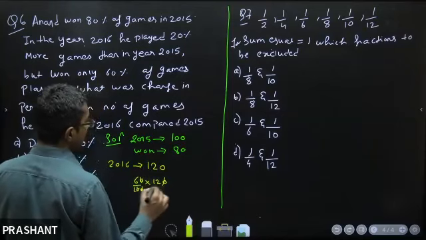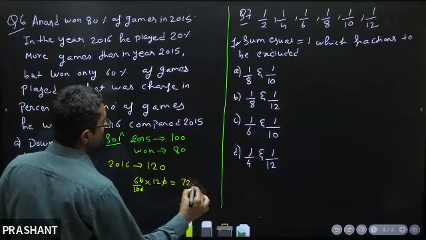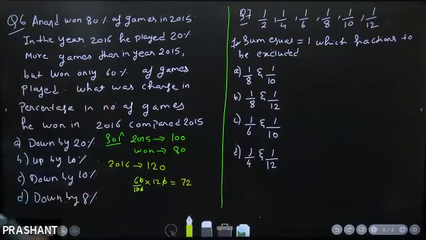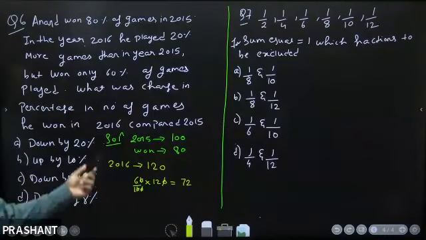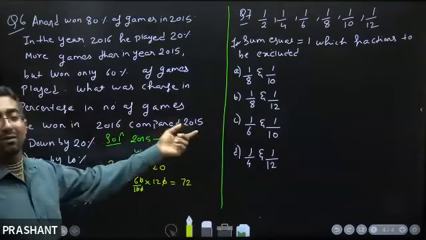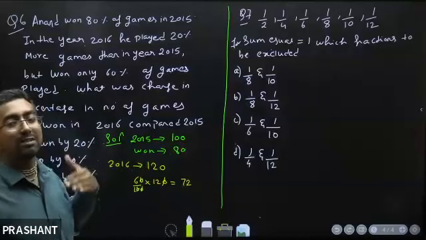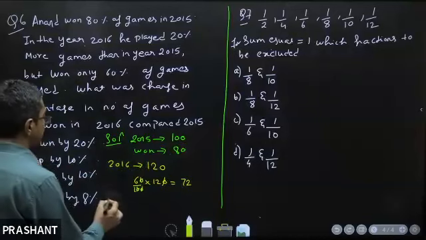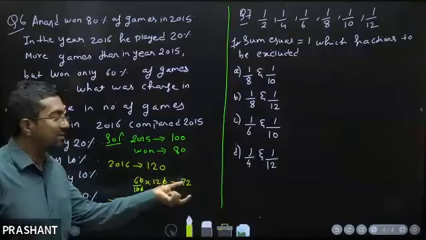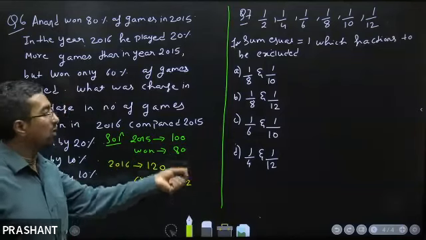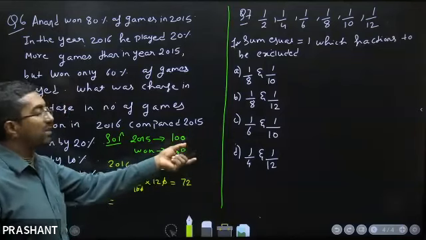Sorry, okay, so that is 12 into 6, 72. So in 2016 how many games did he win? Only 72 games. Okay, so now we have been asked what was the change in the percentage of number of games with respect to 2016 compared to 2015. So if we have to find the change in percentage, how will we find it? In 2016 how many did he win? 72. And in 2015 how many did he win? 80.